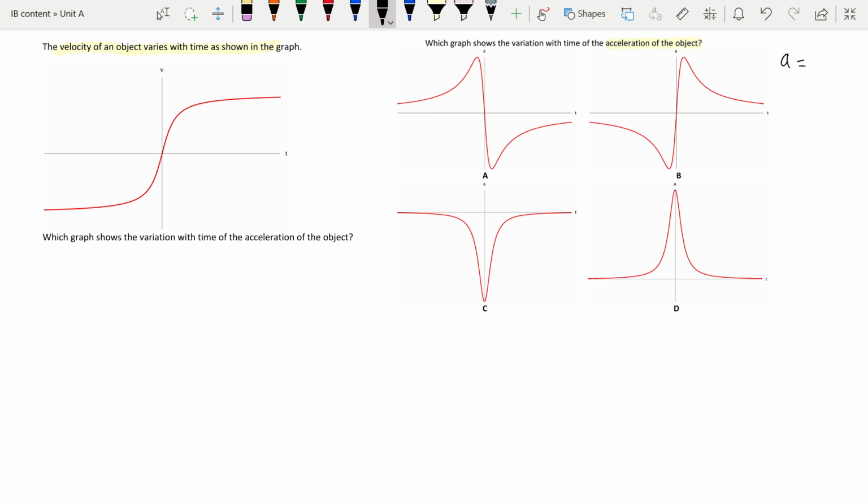revise what acceleration is. Acceleration is the rate of change of velocity, delta v over delta t. So if you take the gradient in graphs, acceleration is equal to the gradient of the velocity time graph, because that's the rate of change of velocity. If we analyze the different segments of this graph, we can easily identify which graph is the right answer.